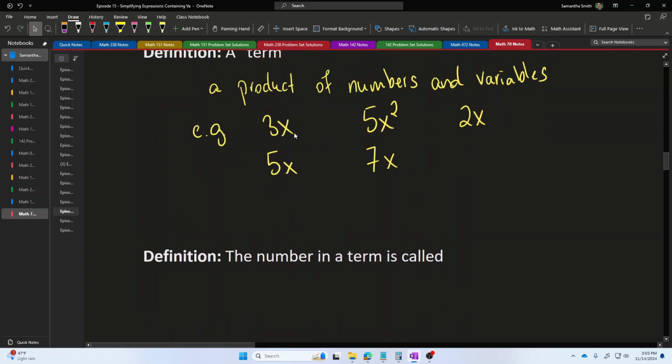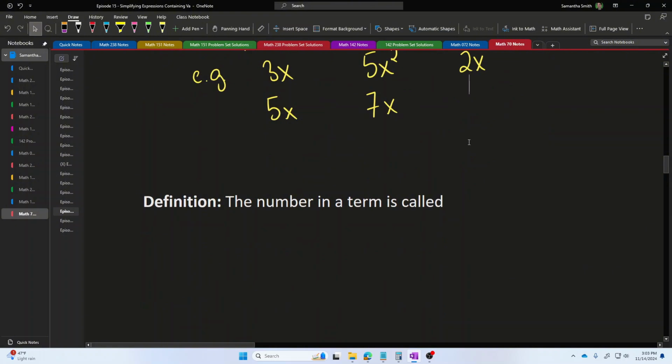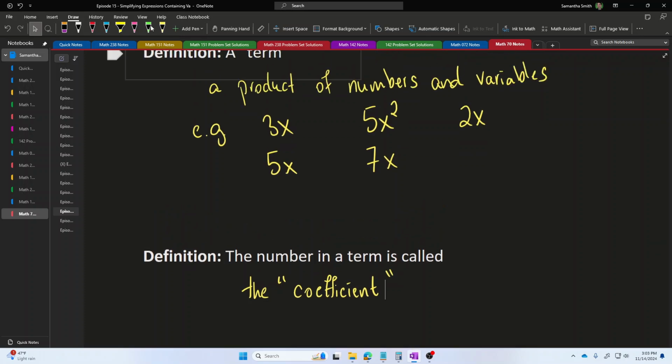This number in front of the product is called the coefficient. So for example, in 3 times x, the number 3 would be called the coefficient. In 5 times x, the number 5 would be called the coefficient. In 5x squared, the 5 would be the coefficient. Here 7 would be the coefficient, and here 2 would be the coefficient.